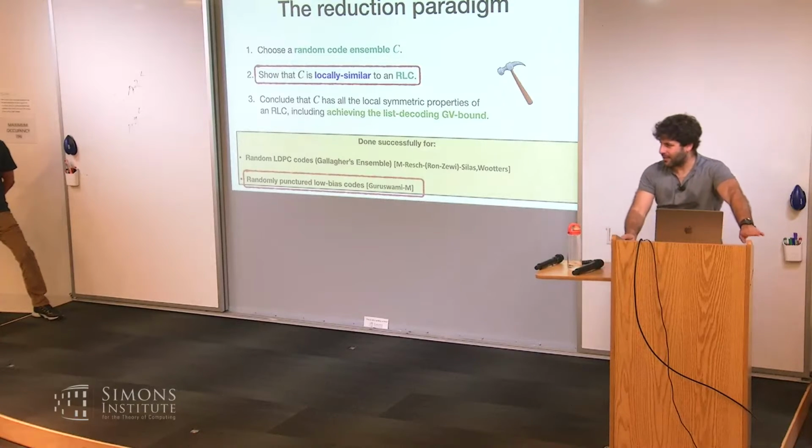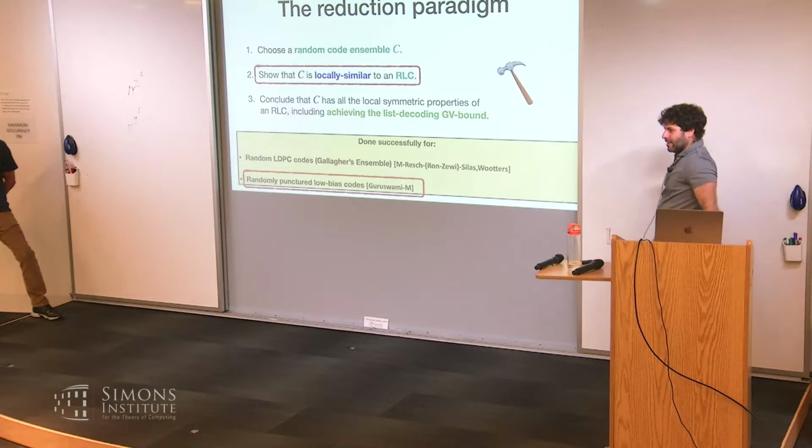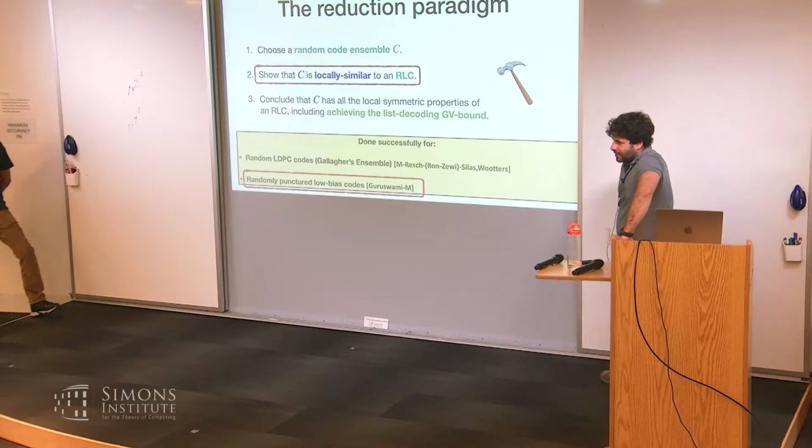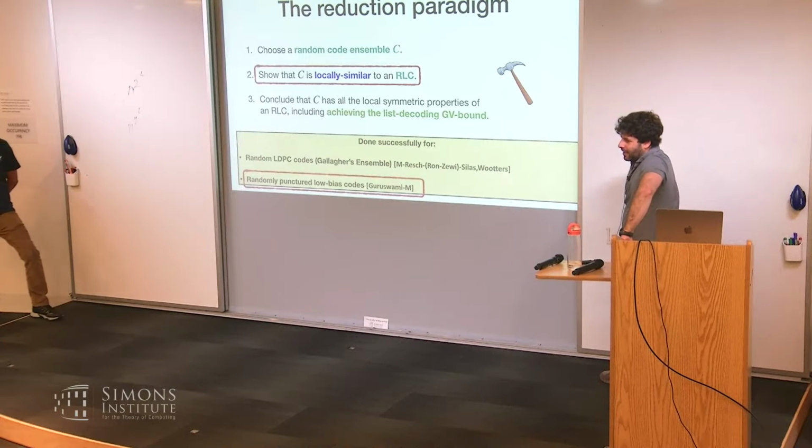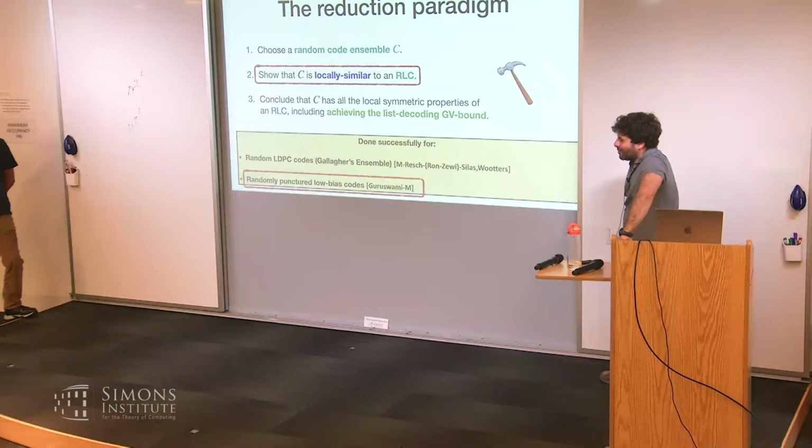Maybe I'll ask a question based on Nick's comment. Is there a proof using this method only that shows random linear codes do it? So there is one for large Q. It's not on the arXiv yet, but it will be on the arXiv soon. There is one for large Q.